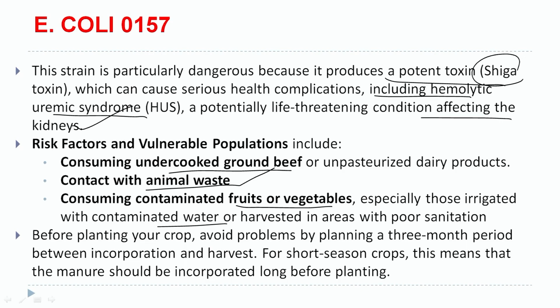To avoid infection in humans by this strain, we need proper planning before the plantation of the crop, and by proper planning we should give a minimum period of 3 months between the incorporation of the waste and harvest of the product. When we are growing a short-period crop, manure should be incorporated in the soil well before the planting.